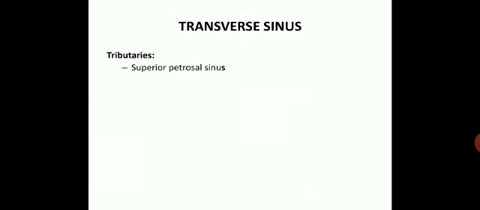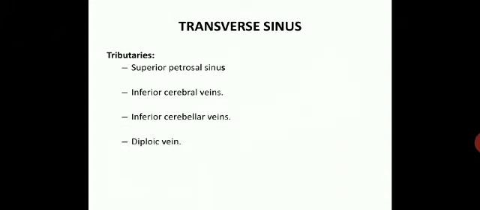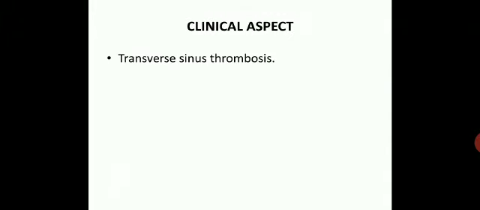Tributaries: the superior petrosal sinus, inferior cerebral veins, the inferior cerebellar veins, the diploic vein, and the inferior anastomotic vein. Here also, the infection of the other sinuses may cause transverse sinus thrombosis.